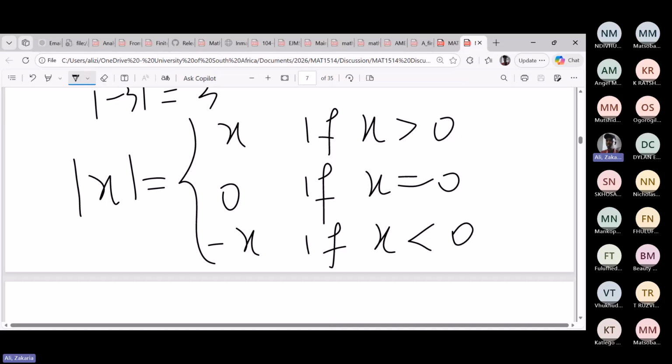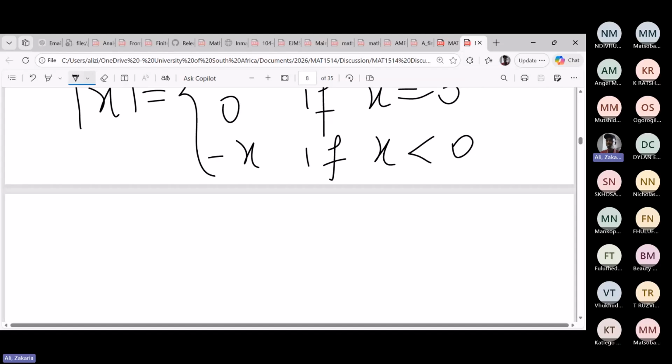is just 3. When x equals 10, the absolute value of 10 is 10. You pop in 100, it is 100. When x is equal to 0, the absolute value of 0 is 0. When x is equal to, let's say, minus 3, now the question is: what is the absolute value of minus 3?